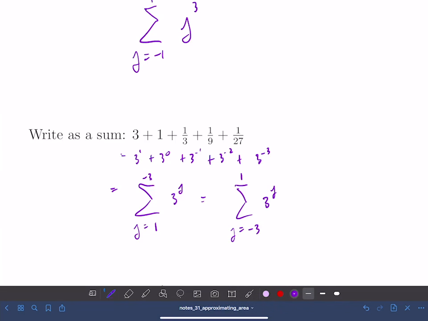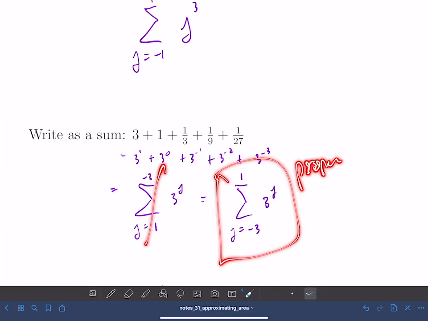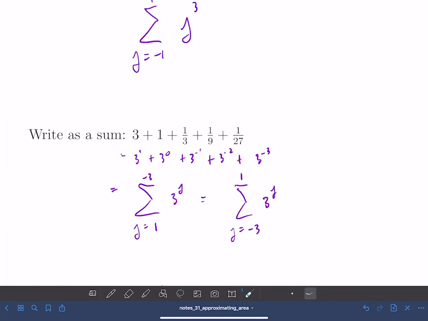So I can reverse those bounds, right? I can just flip them. And this is the proper one. And this is improper because the bounds are out of order.